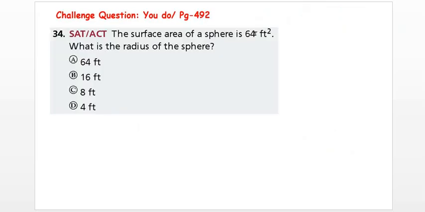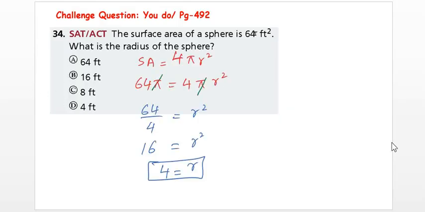Here is another question, question number 34. It says what is the radius of the sphere? I already explained one example of a question like this, so better pause the video here and solve it on your own. So here is the answer. First you will use the formula of the surface area, substitute the values into it, and in the end when you take the square root, it will give you the radius equals 4. That is option D.